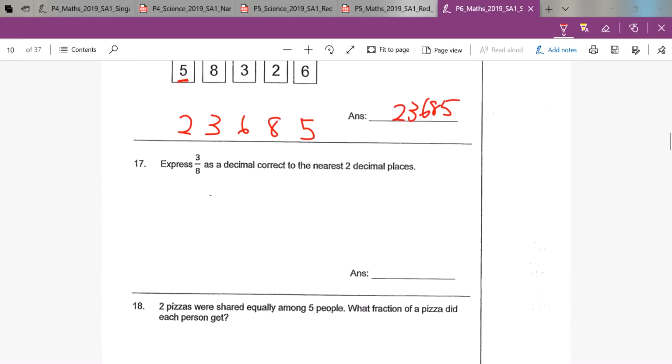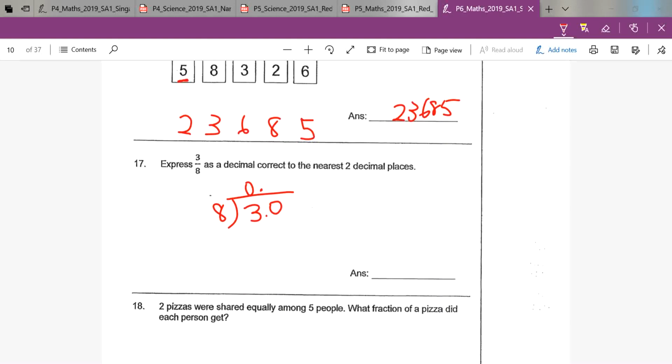Express 3 over 8 as a decimal, correct to the nearest 2 decimal places. So basically this is just going to be a division question. 3 is too small to be divided by 8, so you borrow a 0, and when you borrow a 0, you remember to put a dot here, because it's essentially 3.0 divided by 8. So you bring the 0 up.